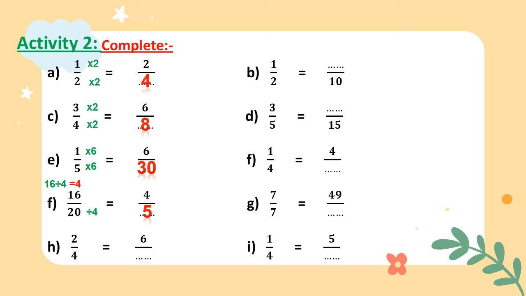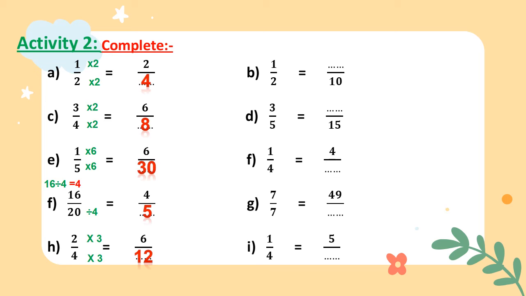Okay? Question H. 2 over 4 equals 6 over what? 2 by what gives you 6? 2 by 3. So 2 by 3 and 4 by 3. I have to multiply the number up and the number down. 4 by 3 gives me 12. Do you understand? Excellent.